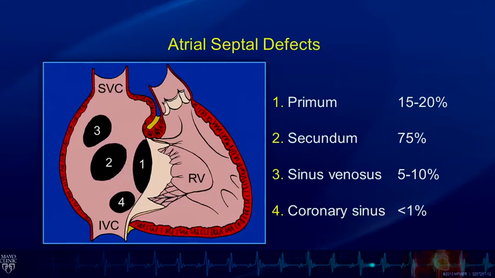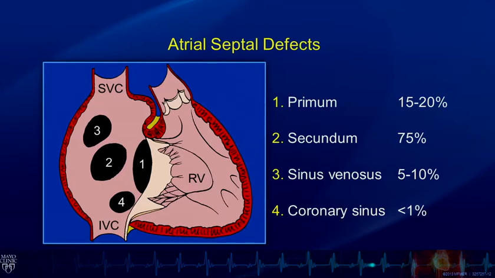The next most common are the primum atrial septal defects, located in the lowermost portion of the atrial septum, demonstrated in this image by the number 1. As we're looking at the atrium here from the right side, we can see that it lies just above the tricuspid valve. The sinus venosus atrial septal defects, as demonstrated here by number 3, represent a less common form of atrial septal defect. In fact, this is a superior form of sinus venosus atrial septal defect, and occasionally we'll see an inferior form as well.